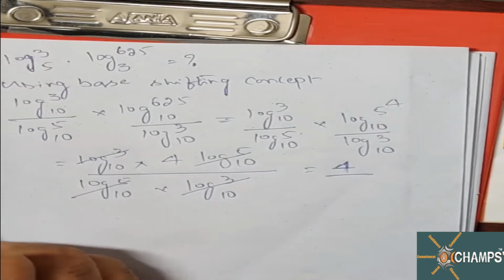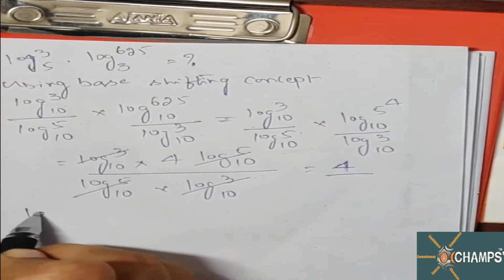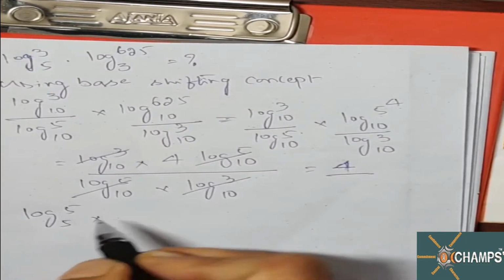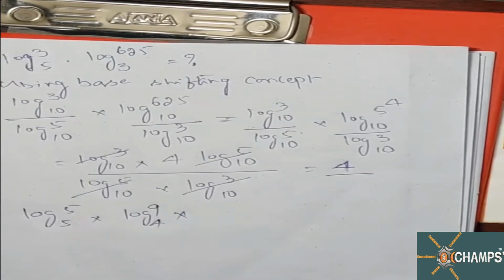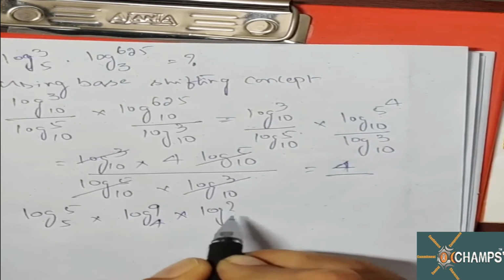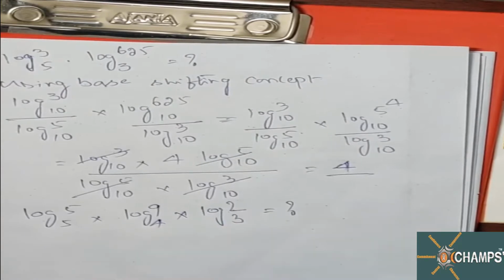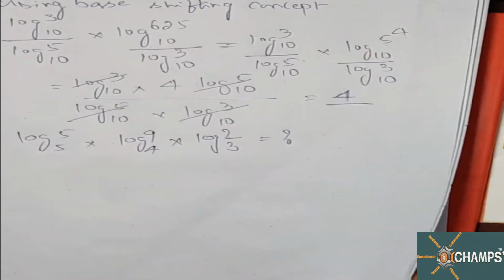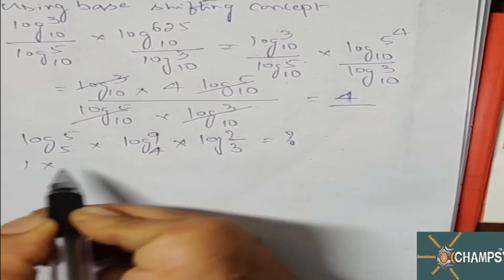Now let us see one more question for this. Next question is log 5 to the base 3 into log 9 to the base 4 into log 2 to the base 3, is equal to question mark. This is my question. Logarithm of any number having same base is 1.